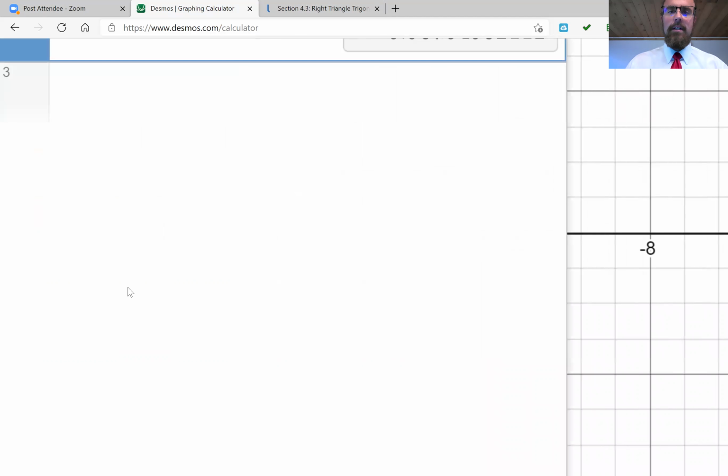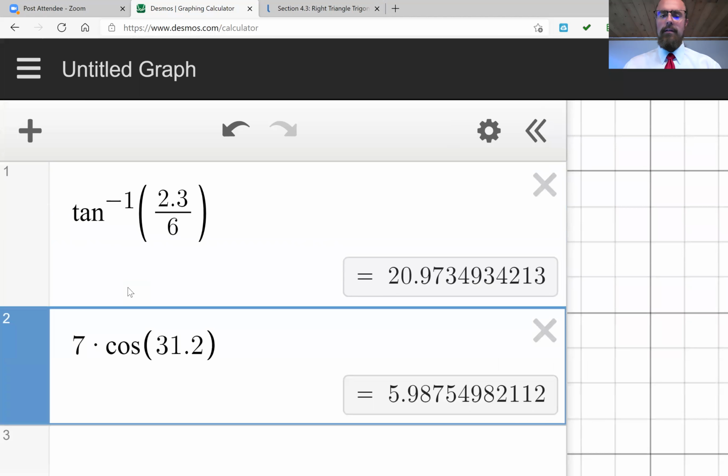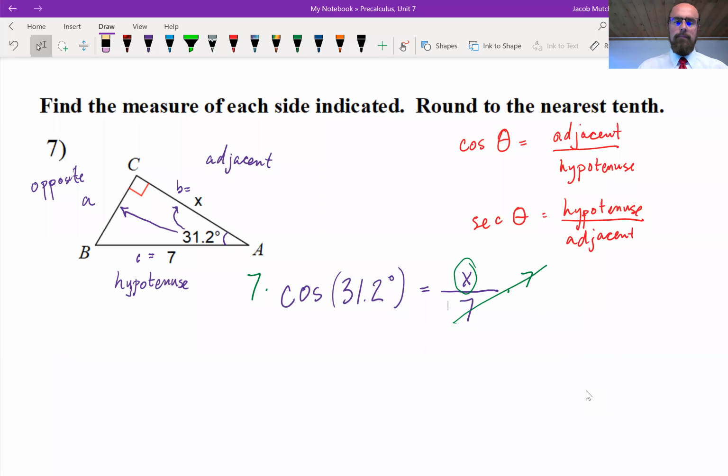And that missing side length, the adjacent side, should have a length of 5.988. So we'll head back to our note screen to finalize that value. We're rounding to the nearest tenth, so 5.988 is going to round up to 6.0. So here we get the solution x equals 6.0.